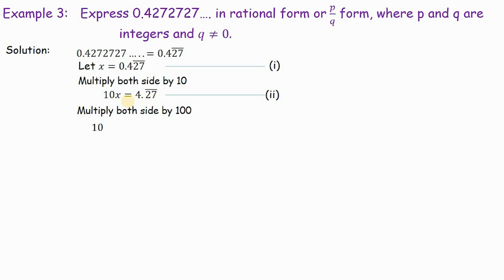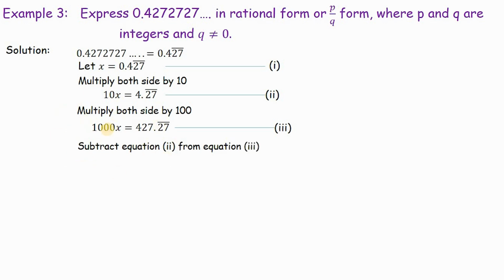And you will get 1000x equal to 427.27 bar. We'll name this equation as 3. In equations 2 and 3, you will notice that the digits after the decimal points are exactly the same. So we'll subtract equation 2 from equation 3, not equation 1 here. Here we'll subtract equation 2 from equation 3.